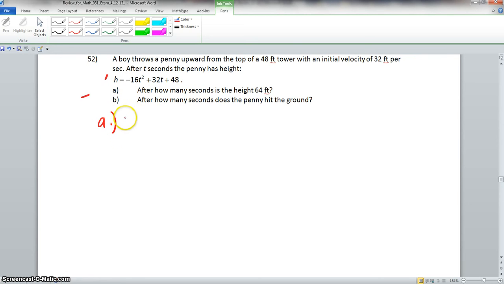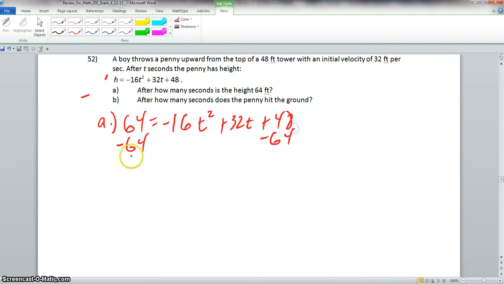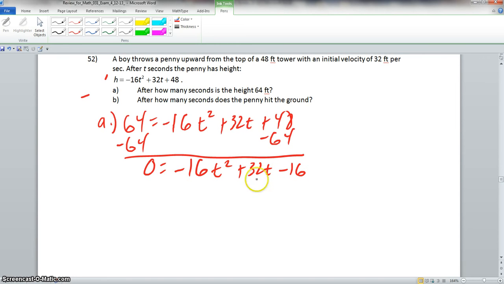First of all, we will put in 64 for h is equal to negative 16t squared plus 32t plus 48. Now, what we would need to do is move this 64 over here with the rest of the equation. So we'll subtract 64 on both sides, and 0 is equal to negative 16t squared plus 32t minus 16. Now we know we cannot leave our lead coefficient negative, so we'll rewrite and change all of the signs of everything on this side of the equation.